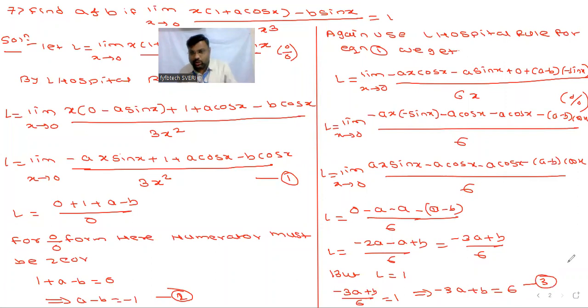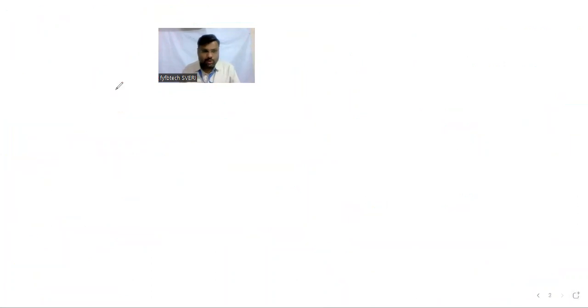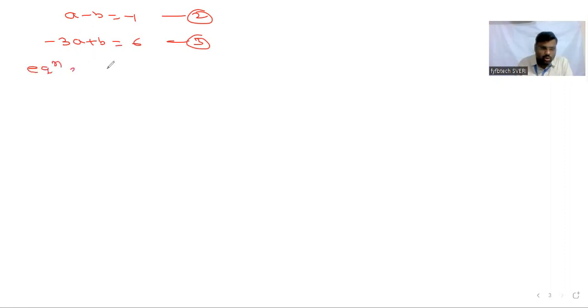So we repeat that 2 and 3. What is the 2? Second equation: a minus b is equal to minus 1. Equation 2. And minus 3a plus b is equal to 6, equation third. So 2 आणि 3 मध्ये काय करावं लागेल आपल्याला? बेरीज. Addition.